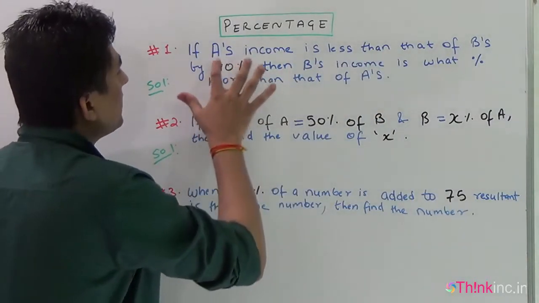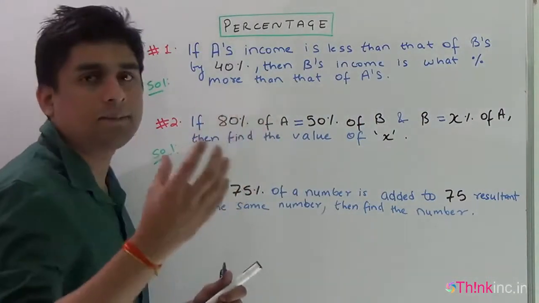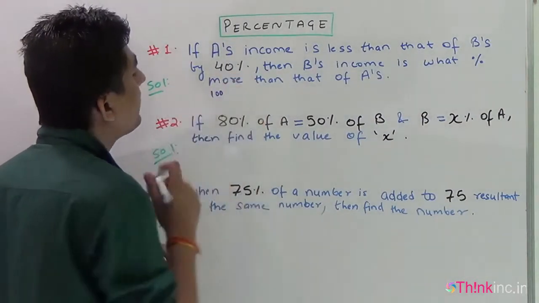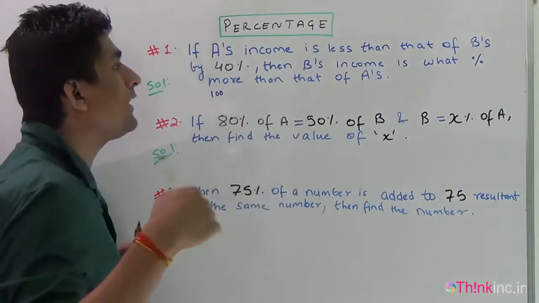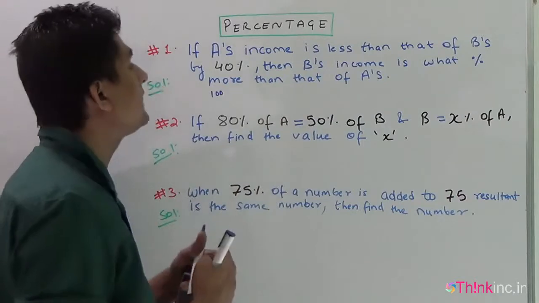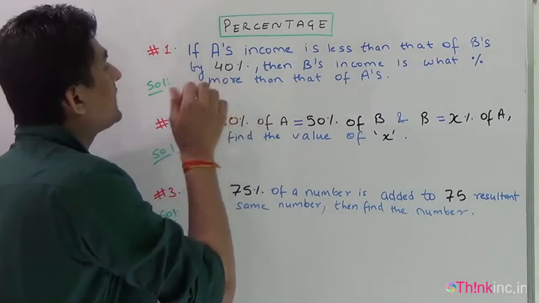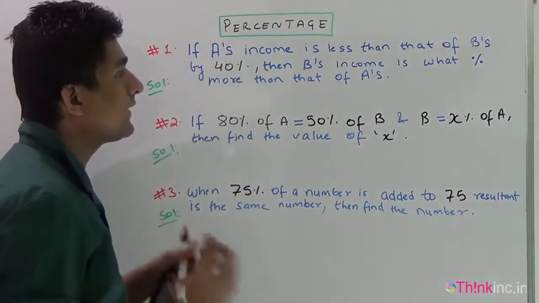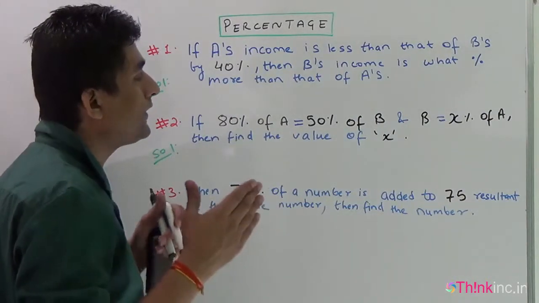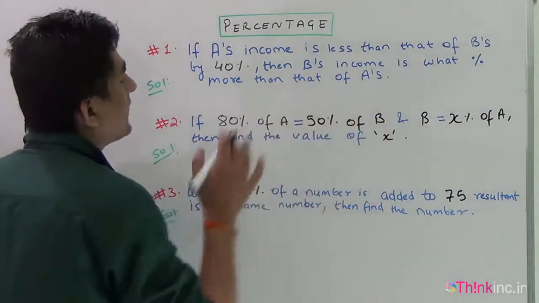If you look at the question, A's income is less than that of B's income by 40%. Here A's income is dependent on B's income. If we assume A's income to be 100, it is not that easy to calculate the income of B, because A's income is dependent on B's income. So we'll assume B's income to be 100. This point should be clear to you because it will form a base for you. So I'm assuming B's income to be 100.